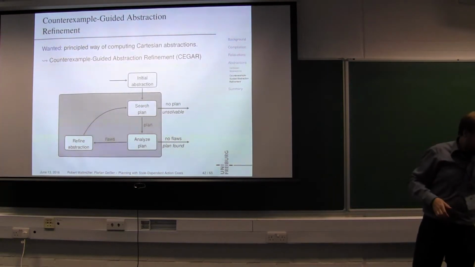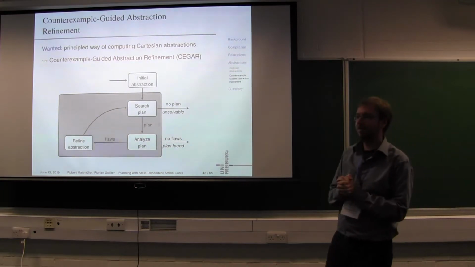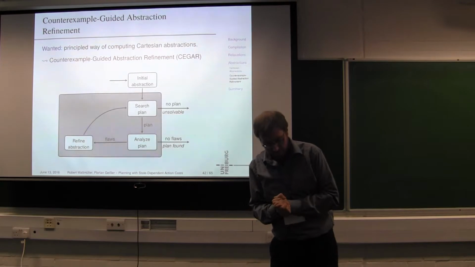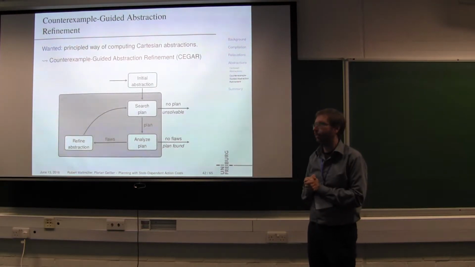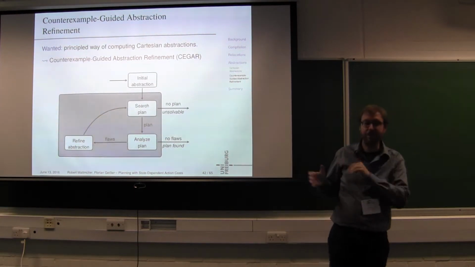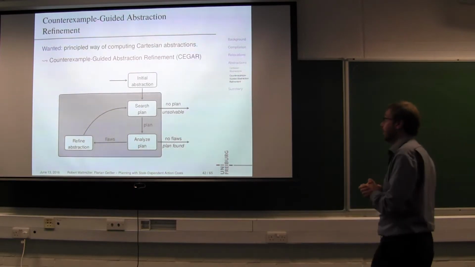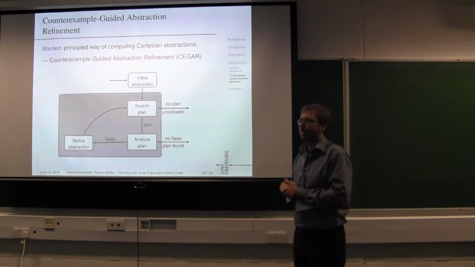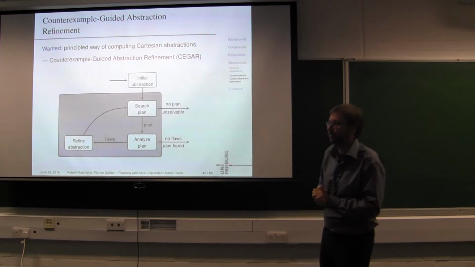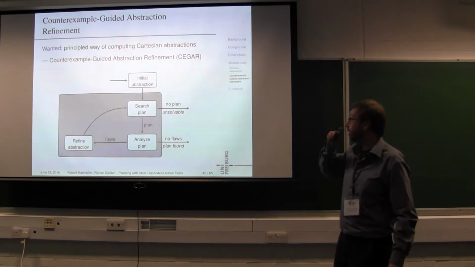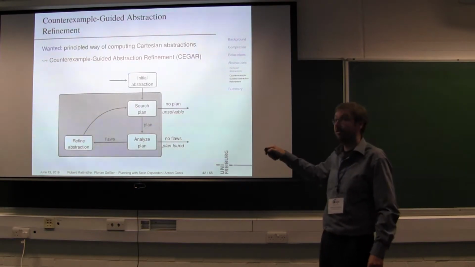So, very last thing I want to talk about, let's say we agree that Cartesian abstractions are what we want, at least for our experiments. Cartesian abstractions somehow make sense for us. Then we still need some principled way of finding them. And a canonical way of doing this is to use counterexample guided abstraction refinement.